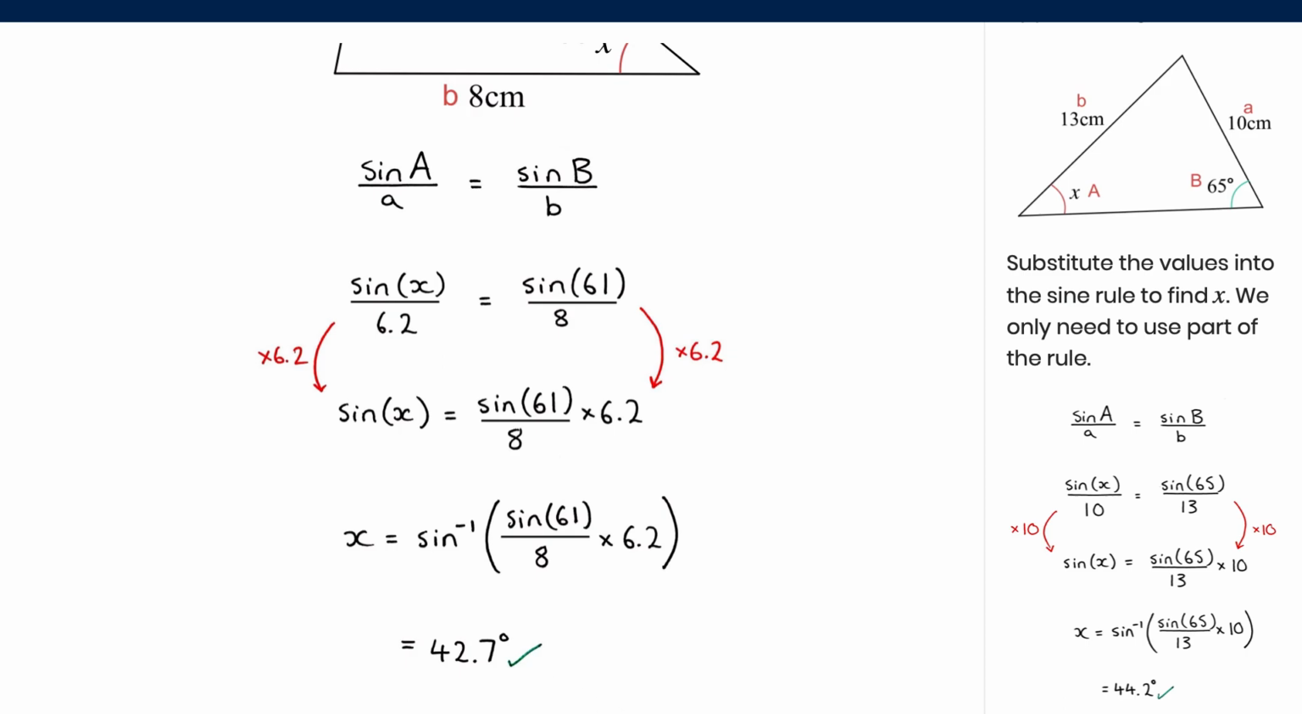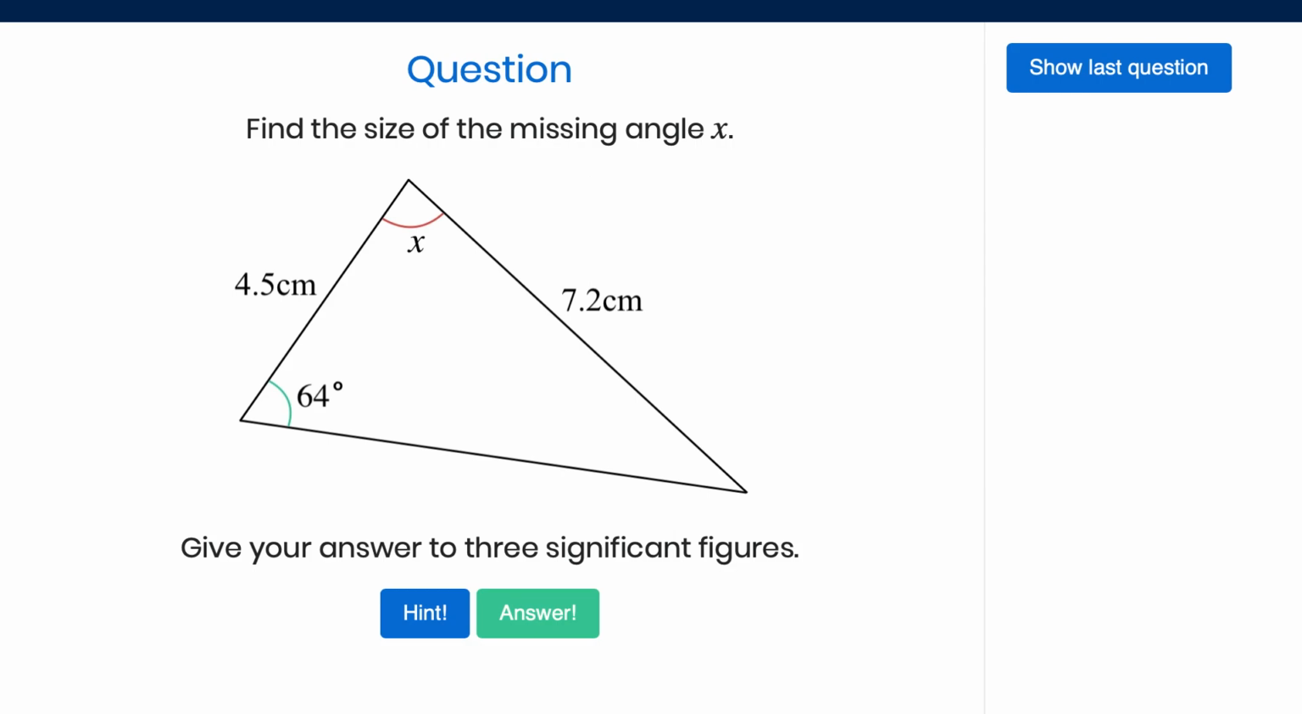As a bonus, here is one more slightly challenging question that requires an extra step that does catch some people out. Find the size of the missing angle x. Give your answer to three significant figures. Pause the video now if you'd like to have a go.